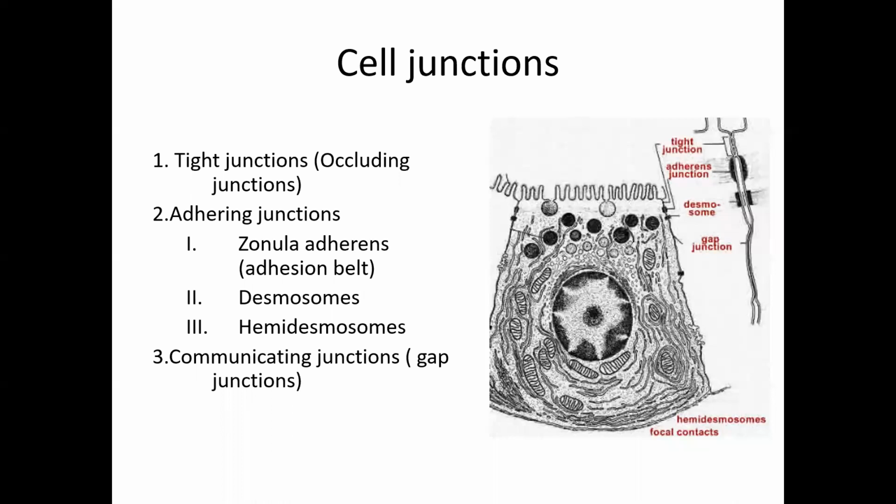Tight junctions won't allow anything to pass through them. Adherent junctions will adhere or fix the cell to the basement membrane and to the cells surrounding it. And the communication or gap junctions will help you to communicate with other epithelial cells.